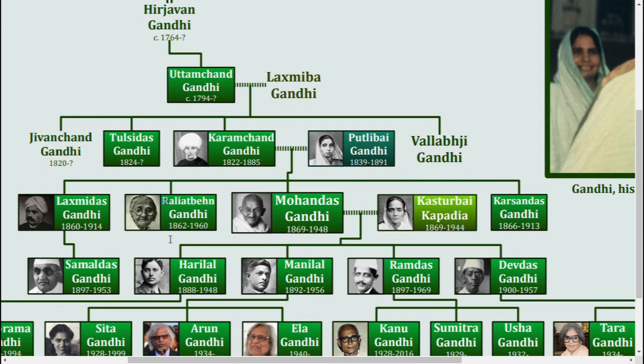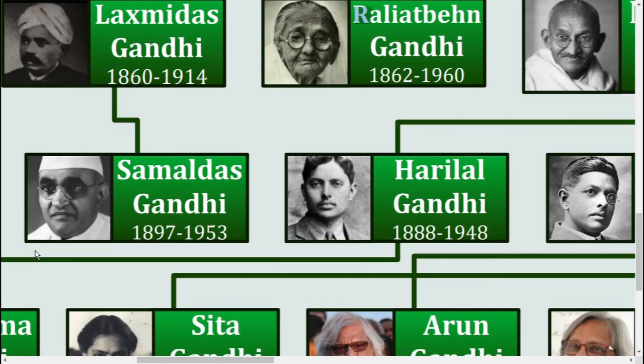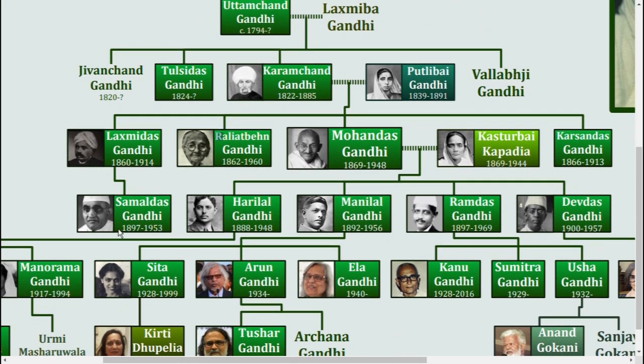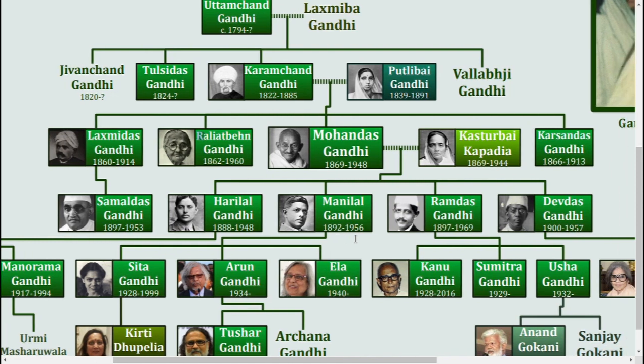Now, getting to Gandhi's siblings' children, the only one who really had an important child was Laxmidas. His son Samaldas briefly became the de facto leader of the state of Junagadh. And when they joined Pakistan, he became for a short while the head of the government in exile. Now, getting to Gandhi's children, he had 4 sons who survived: Harilal, Manilal, Ramdas, and Devdas.